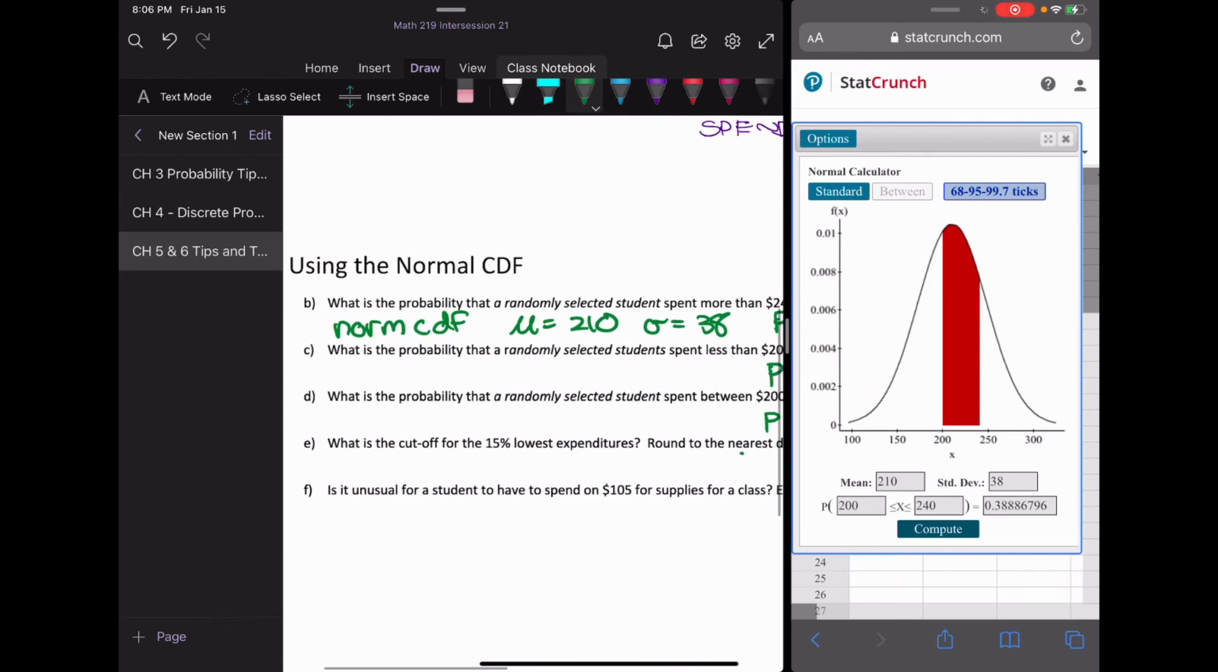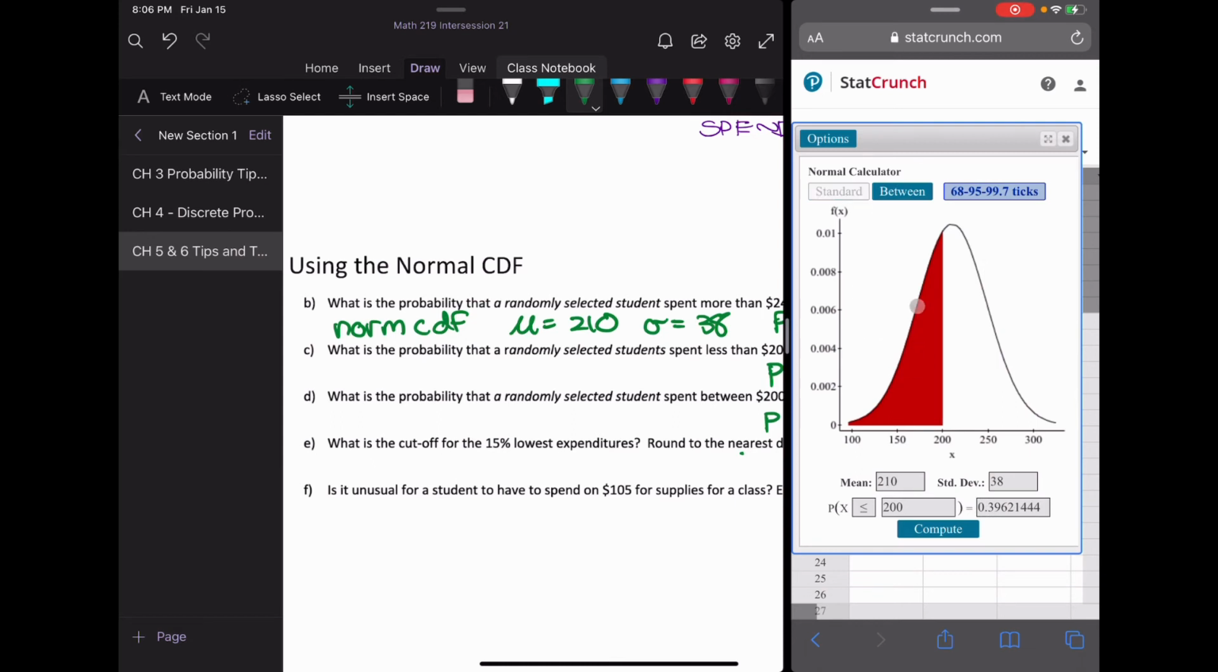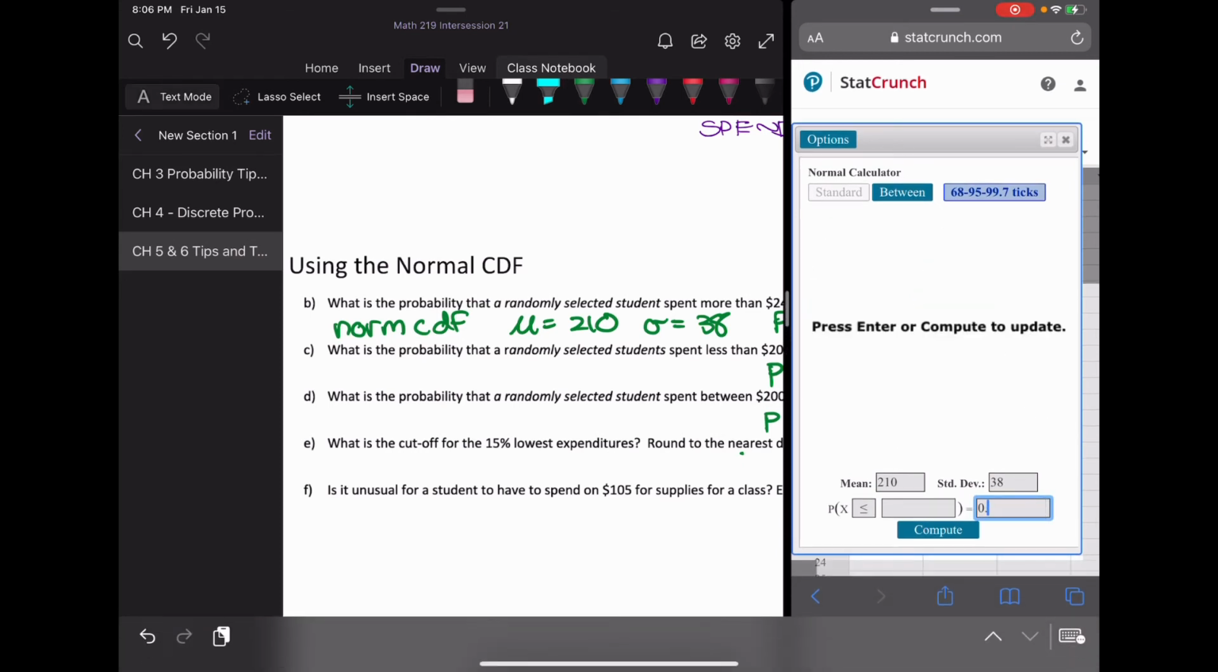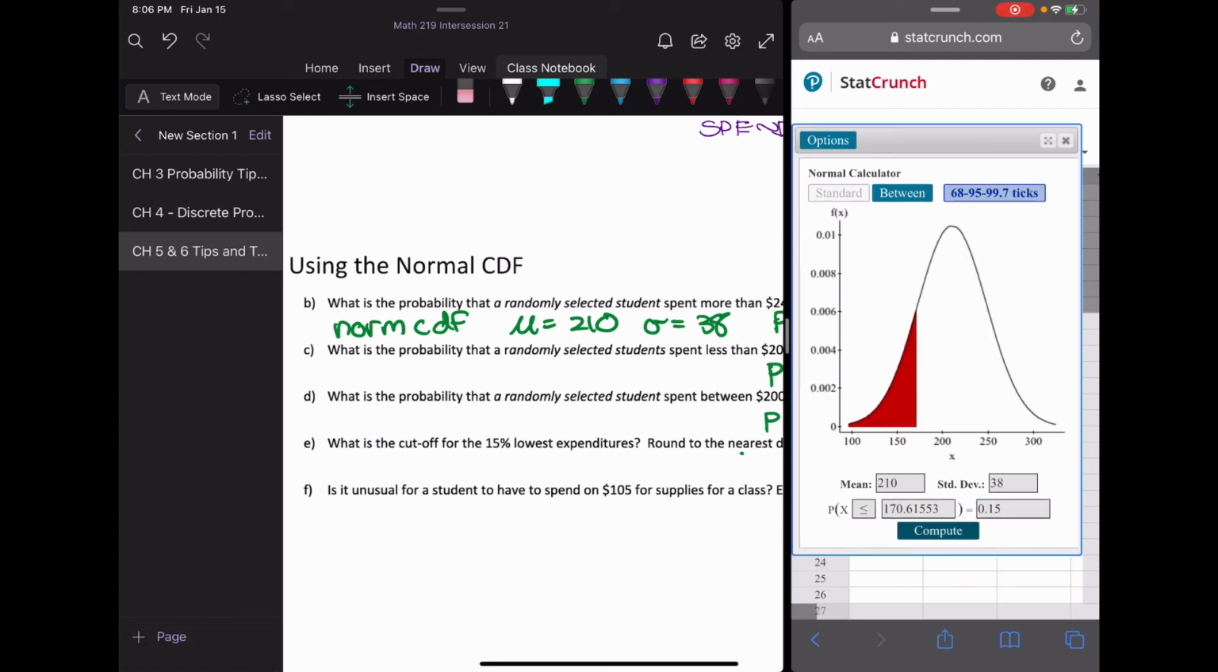Now, what is the cutoff for the lowest 15%? So I'm going to change this back to standard. And I want to figure out how to make this red area 15% over here. Red area 15%. So I'm going to keep that as less than because I want it lower. And I'm going to make this 15%, but I'm going to type it in as a decimal, 0.15. And I'm going to hit compute, and it will fill in the missing number, the cutoff value.